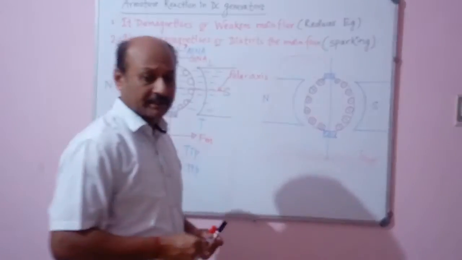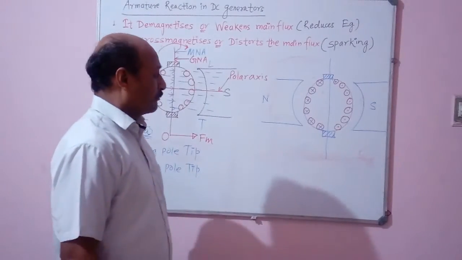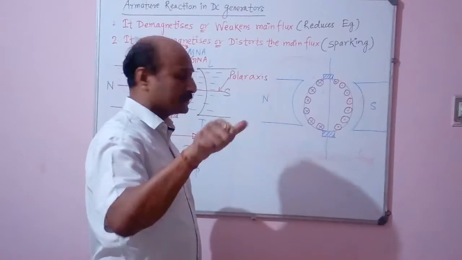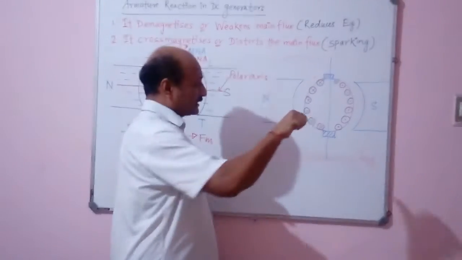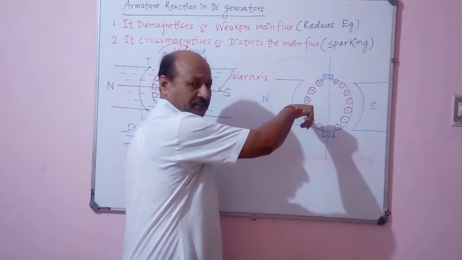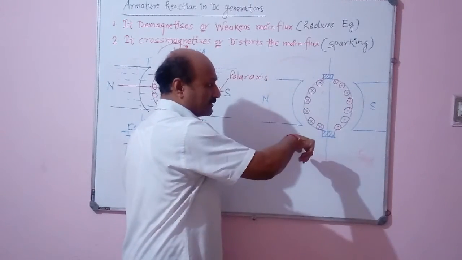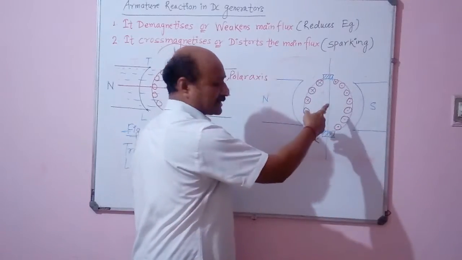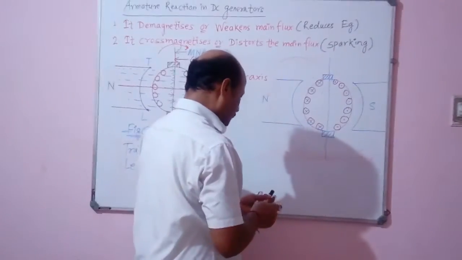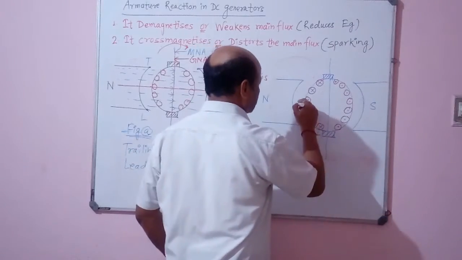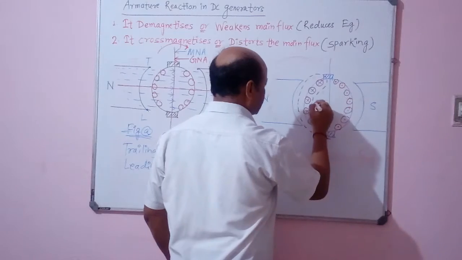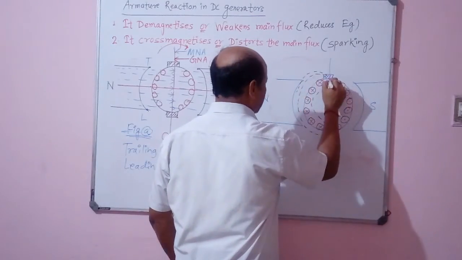Then calculate the direction of the magnetic field. Thumb shows the direction of the current, so the direction of the current is away from us, and the remaining fingers show the direction of the magnetic field. So where is the magnetic field? Whenever only the armature conductor carries current and there is no main magnetic flux, the direction of the magnetic field is downward.